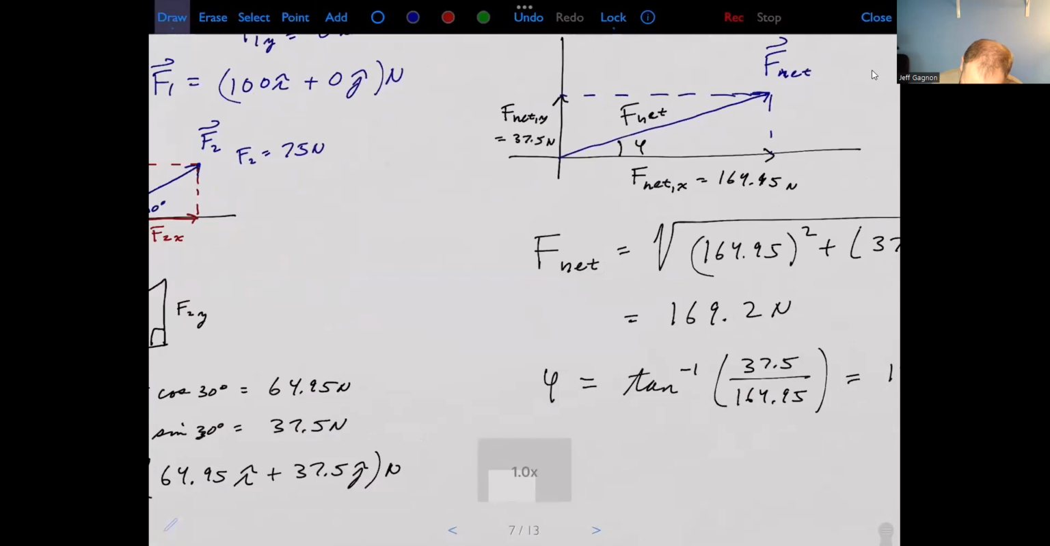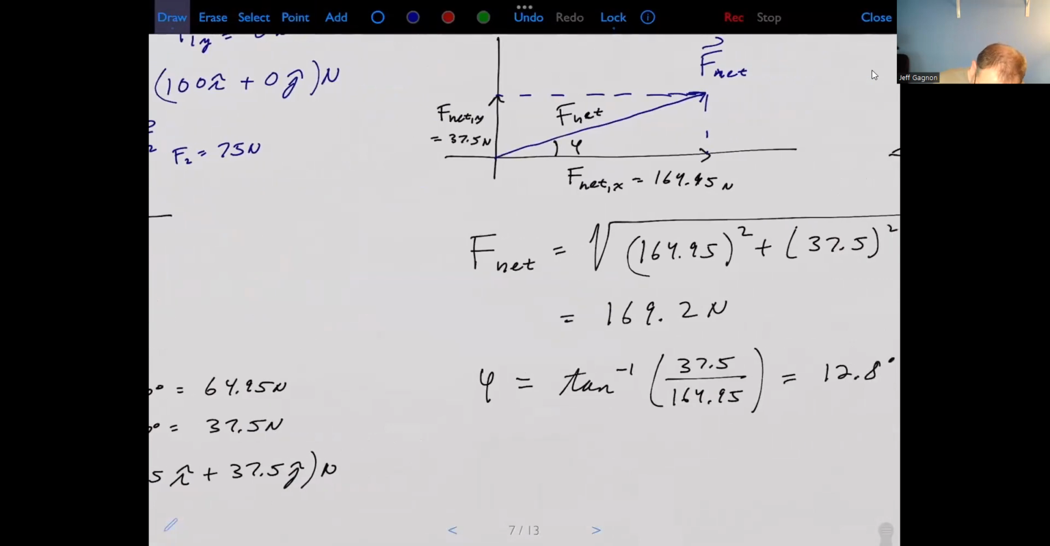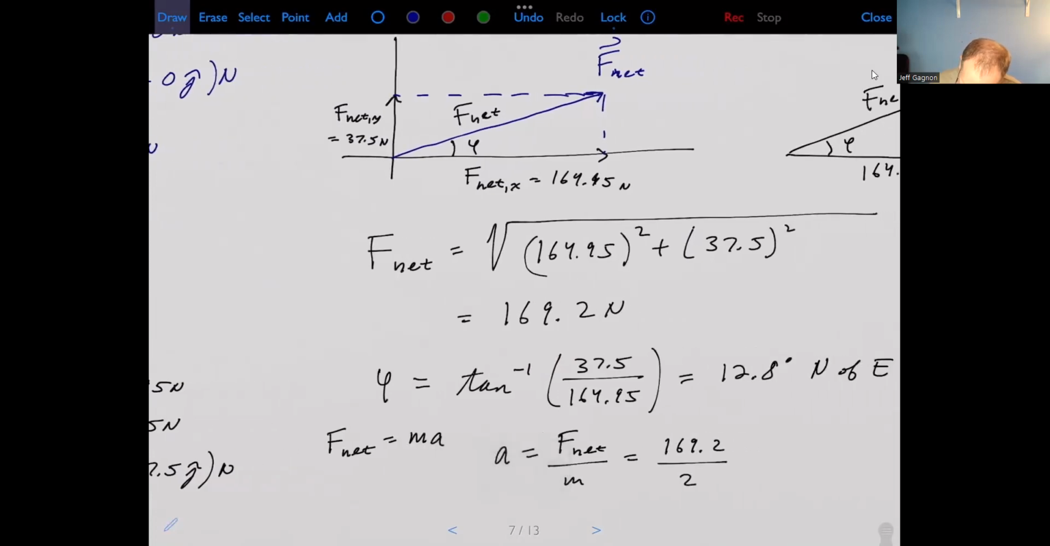So I'll do that here. We know that F net equals ma. So that means a is going to be F net divided by m. So in this case, the net force, the magnitude of that net force, the hypotenuse basically there, was 169.2, divided by the mass, which was, I believe, 2 kilograms. So then that's going to be 84.6 meters per second squared. And then the direction is going to be the same as the direction of the net force.